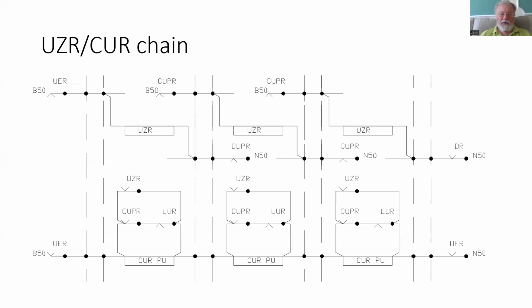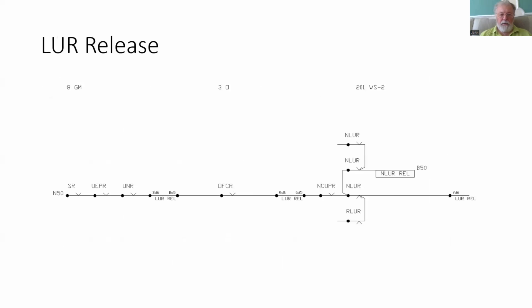The UZR in each set picks and remains up until the route has been set in the previous section of the route. So the first UZR would be down, the second and third would be up, and that would enable the first CUR coil to pick up. And once the LUR in that set has unlatched, then the next CUR will pick up, and so on. And we can see the LUR release line, also fed from the entrance set, working its way through the route. As each CUR picks, the LUR releases.